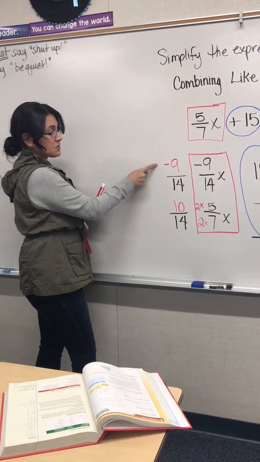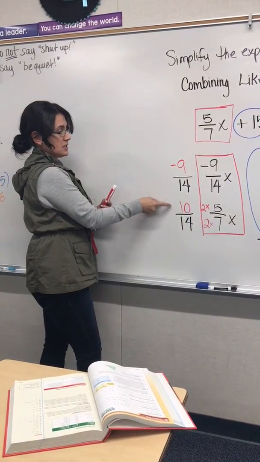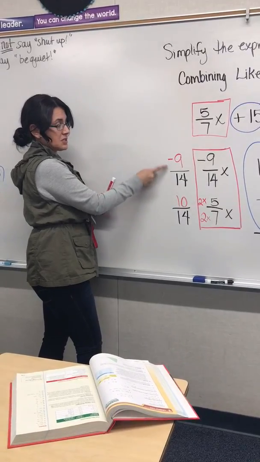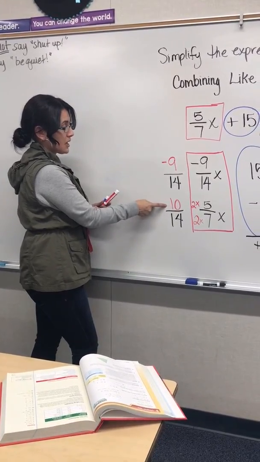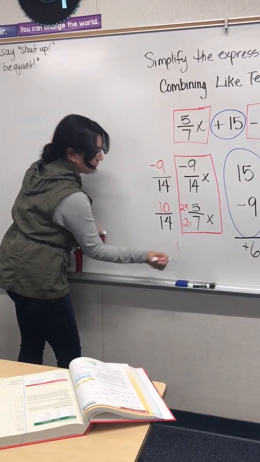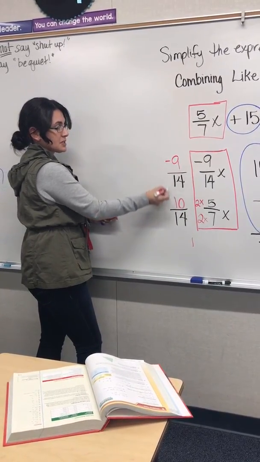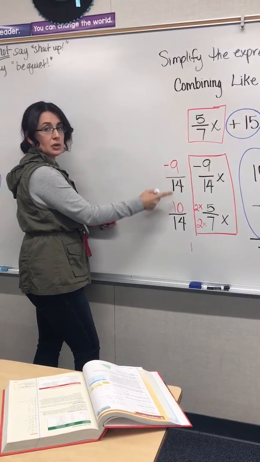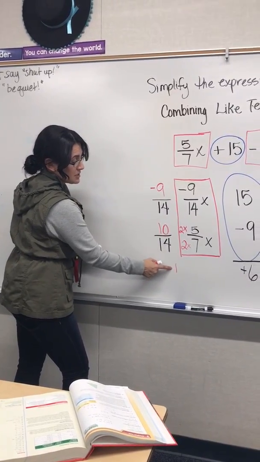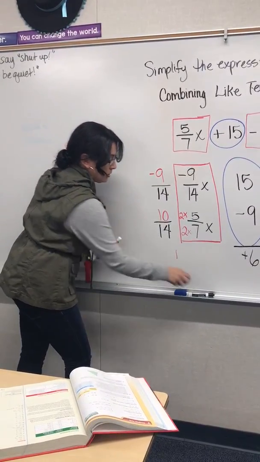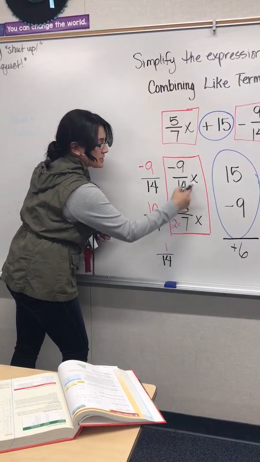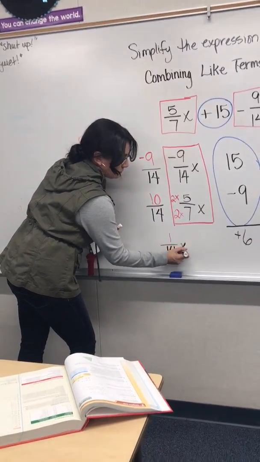Now I'm going to apply my integer rules. So do I see same signs or do I see different signs? I have a negative and a positive, different signs, difference. That means I'm going to subtract. So 10 take away 9 leaves me with 1. And then I have to keep the sign of the numerator that has the greater absolute value, which is the positive 10. So that means it's going to be a positive 1 over 14, and we still keep the x.